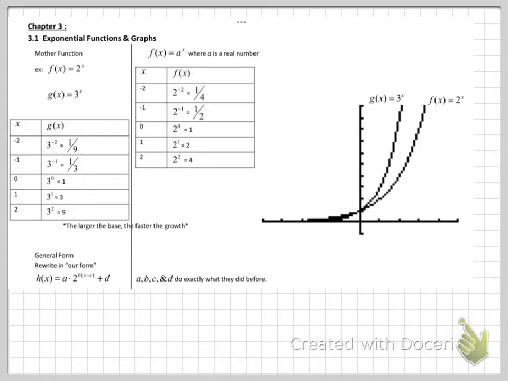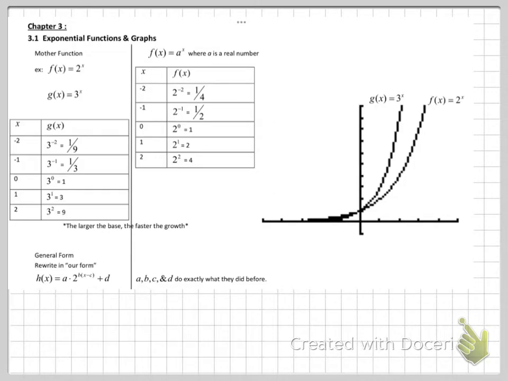So we will always graph from -2 to +2 for exponential functions. Those will be the numbers we start with for f of x. And over here it shows you how it works. 2 to the -2 is 1 over 4 because a negative exponent makes it 1 over, and 2 squared is 4. Negative exponents make it 1 over, 1/2. The rest of them, anything to the 0 is always 1, 2 to the 1 is 2, and 2 squared is 4.